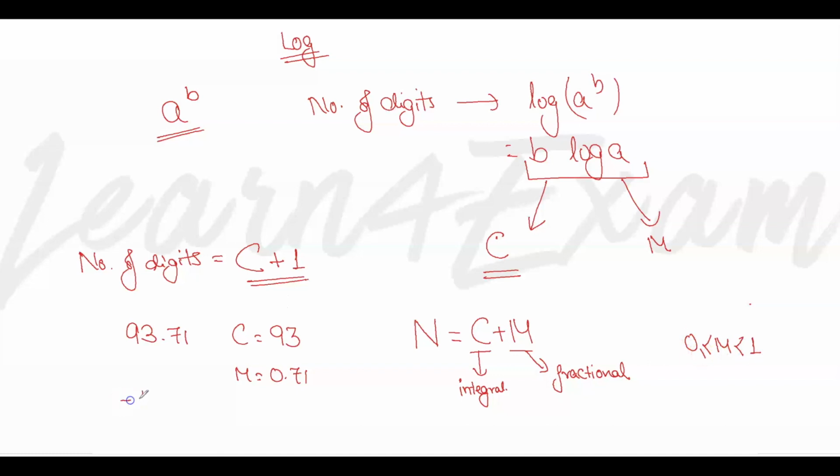For a negative number, let's say minus 93.71, the characteristic would be equal to minus 94 and the mantissa would be equal to 0.29, because when I add these two numbers, which fulfill these two conditions, I get the original number.